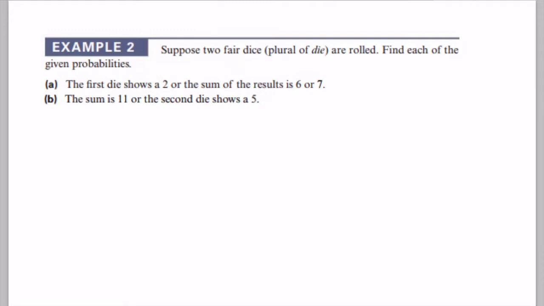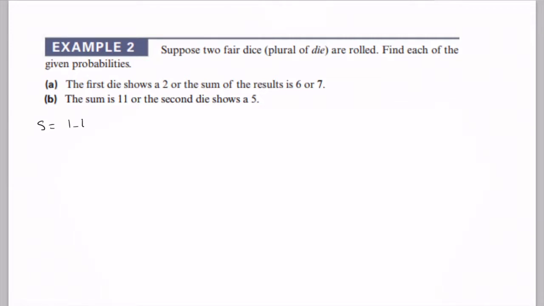Now, suppose two fair dice, plural of die, are rolled. Find each of the given probabilities. So before we read, we must find the sample space. The sample space, remember, is all possible outcomes.